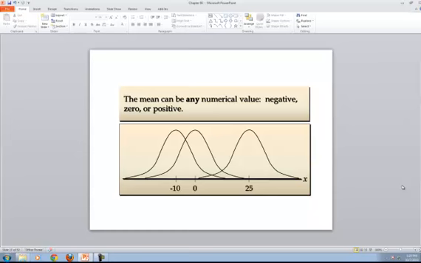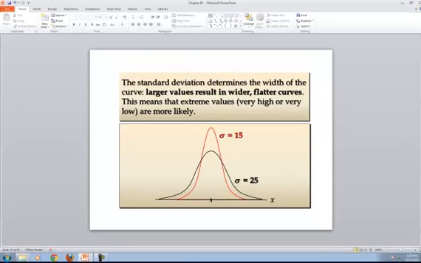What about the standard deviation? What do you think its values can be? As you recall from chapters 3 and 4, the standard deviation can only be positive. Now about the standard deviation, it determines the width of the curve. The larger the standard deviation, the wider and the flatter will be the curve. What this means is that extreme values are more likely when the standard deviation is high.